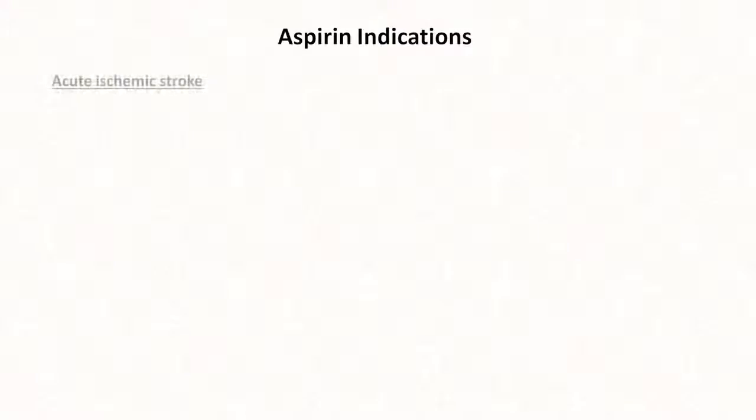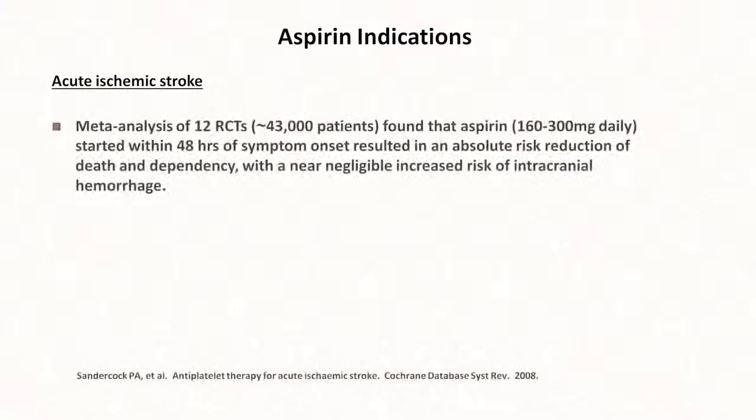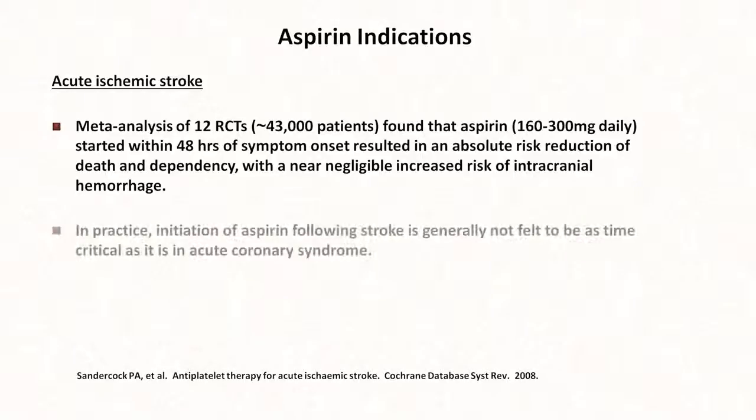The next indication is acute ischemic stroke. A meta-analysis of 12 randomized trials found that aspirin of dosages 160 to 300 mg daily, started within 48 hours of symptom onset, resulted in an absolute risk reduction of death and dependency, with a near negligible increased risk of intracranial hemorrhage. As that perhaps implied, in practice, initiation of aspirin following stroke is generally not felt to be as time critical as it is in acute coronary syndrome, though I'm honestly not sure why that's the case because they would seem to be somewhat analogous situations.